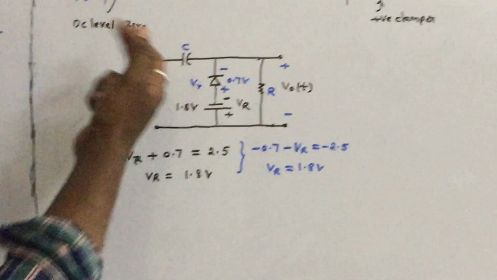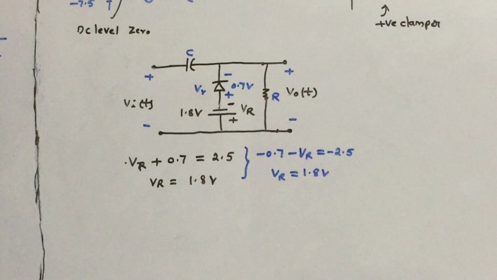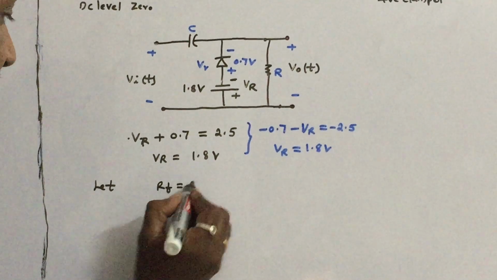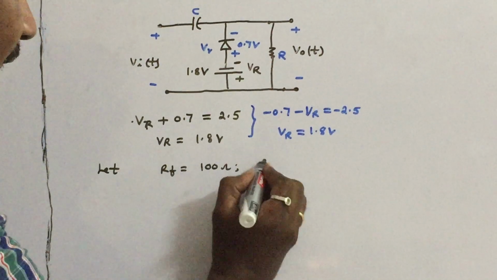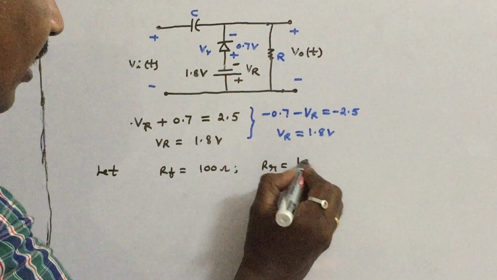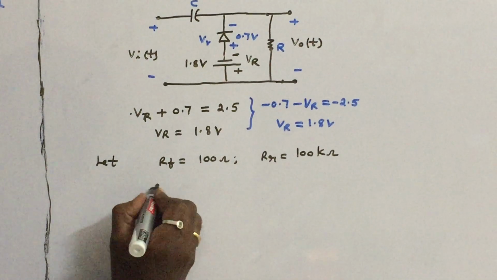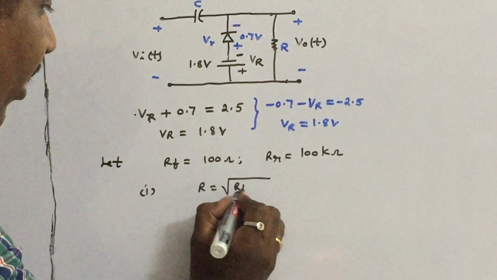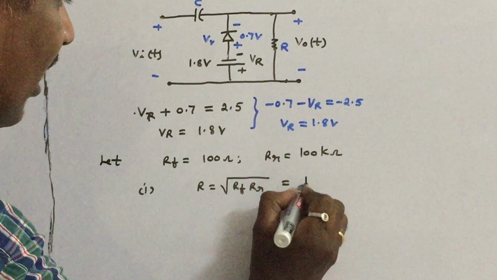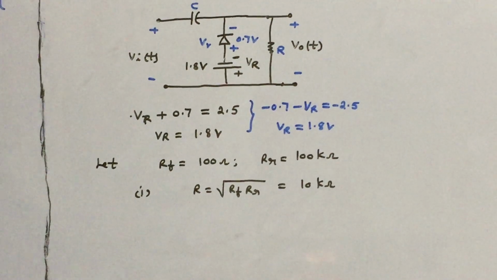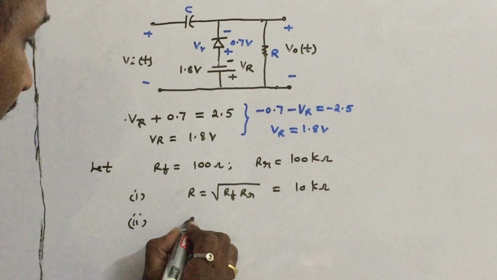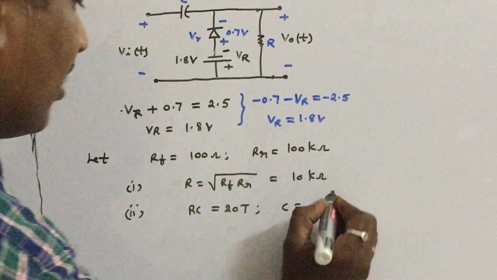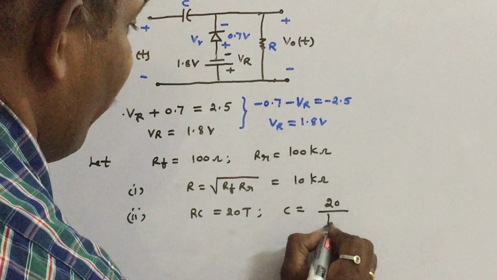Now the resistor and capacitor design, you know how to design. Let the forward resistance, as I said earlier, be 100 ohms and the reverse resistance 100 kilo ohms. What is the first design formula? R is equal to square root of RF into RR, which comes out as 10 kilo ohms. What is the second design formula? The time constant we have to take as RC equal to 20T, from which the capacitor is equal to 20 by f into R.